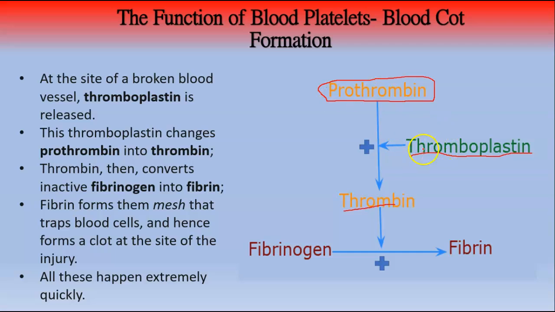So again, thromboplastin converts prothrombin into thrombin. Thrombin then converts fibrinogen, which is inactive, into fibrin. Notice here it says inactive fibrinogen into fibrin. So make sure you study this slide very carefully. This is a very important slide. And actually that was the last slide.